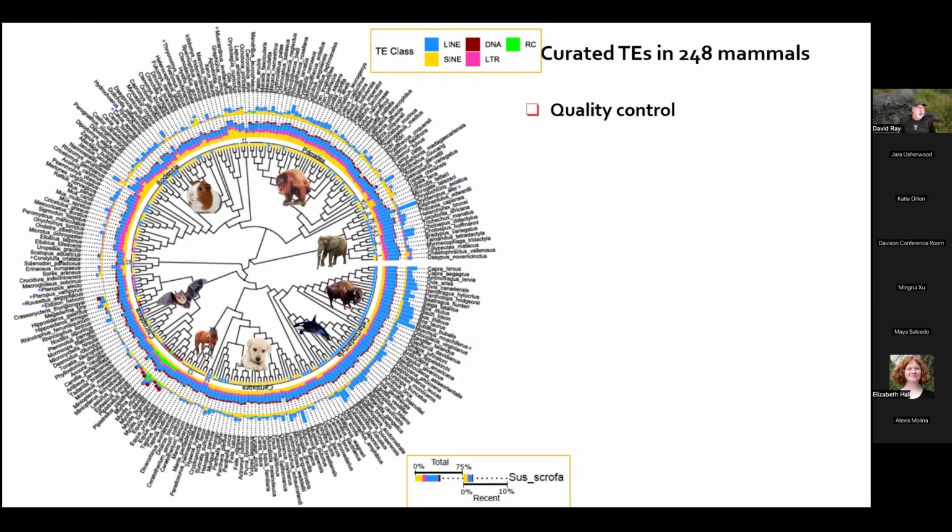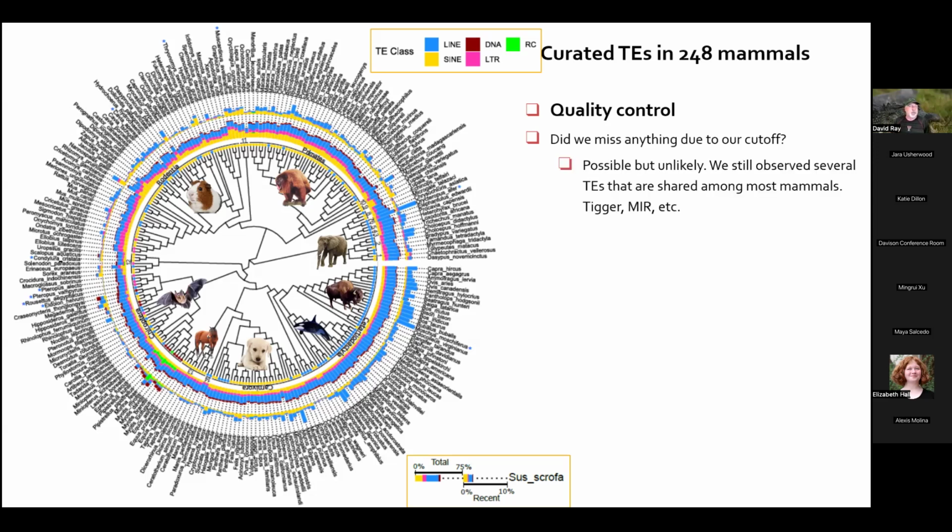Obviously, with a big project like this, we have to make sure we're doing it right. And so we have to focus on quality control. We've got to make sure that we're curating these things accurately. So, did we miss anything due to that recent accumulation cutoff? To test for that, we wanted to make sure that we were seeing things we should be seeing. For example, there are lots of different TEs that have been examined before. They are common to all mammals. There are some that we knew were common to this group or that group. And we did indeed find all the things we expected to find. We also found a bunch of new stuff, but we found the things we expected to find. So that's good. That means we were on the right track.